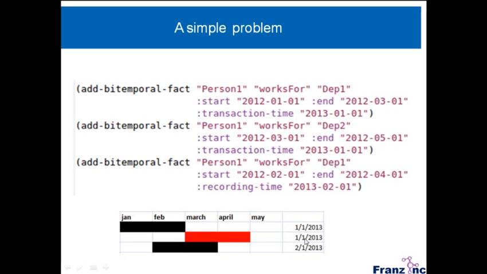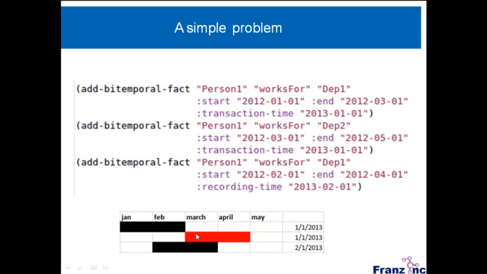But then later, we figured out that we made a mistake, and we put in the database that this person actually works in February and March for Department 1. Now, in a company where you can work for only one department at a time, we have a problem, because here the database is inconsistent. So how would you even find this inconsistency in the database?